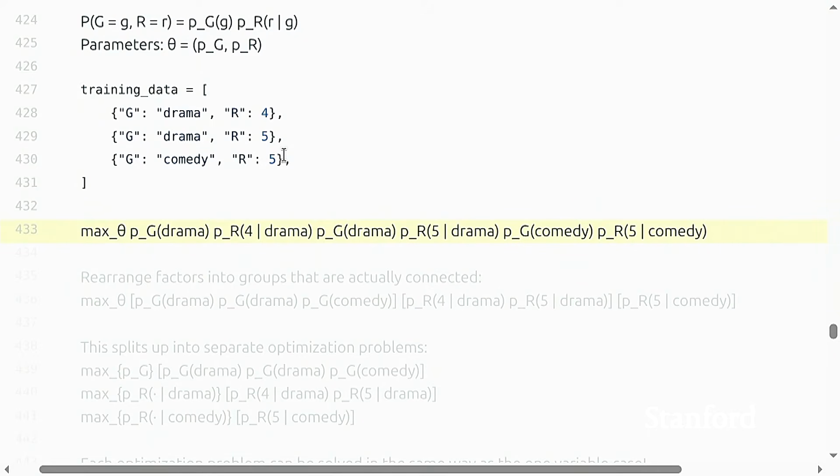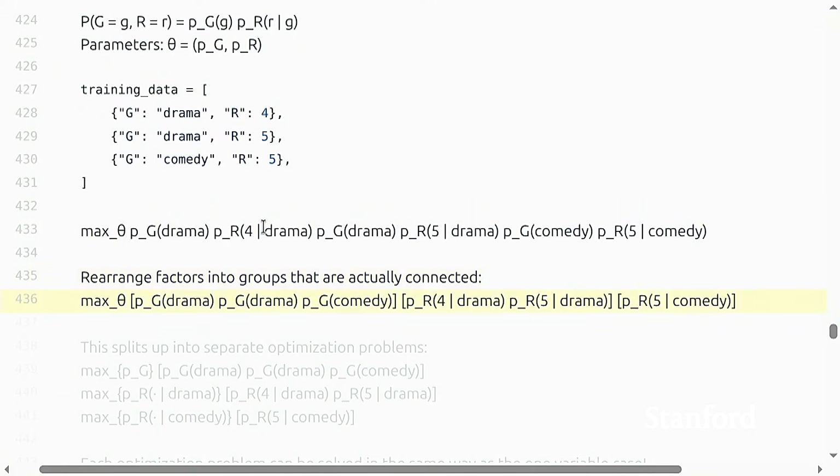Now, the observation here is that you can rearrange these 6 factors into groups that actually have something to do with each other. I'm going to put all the probability of genre together, so I group drama and comedy. And then I have probability of some rating given drama, so this one and this one go together. And then finally, probability of 5 given comedy.